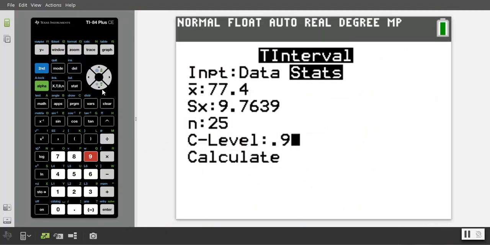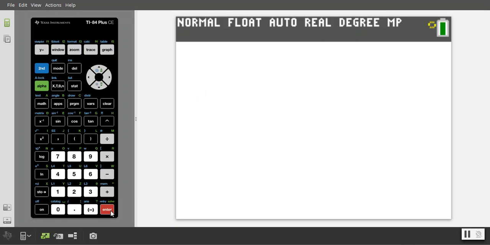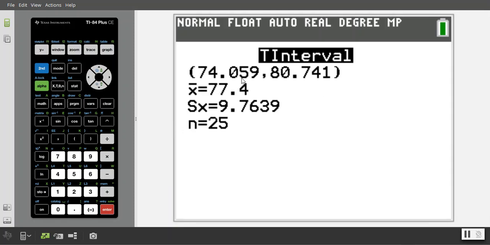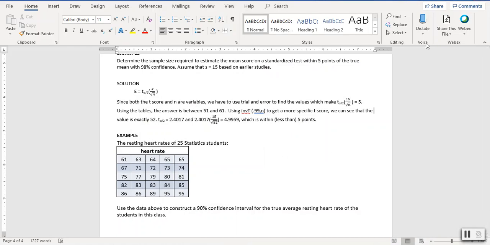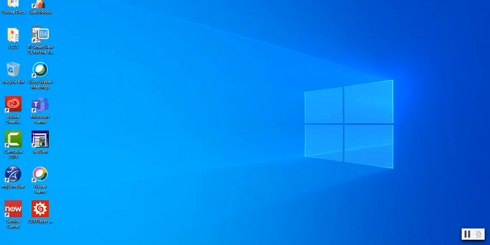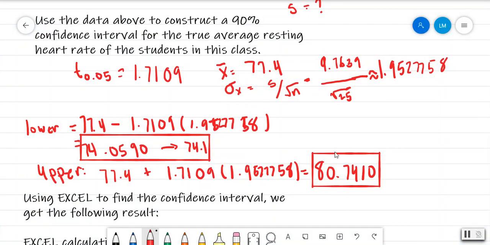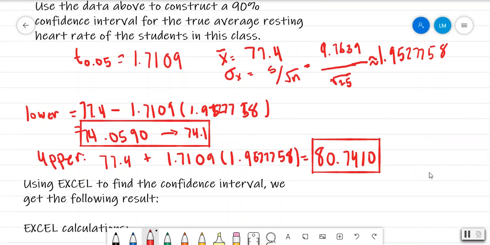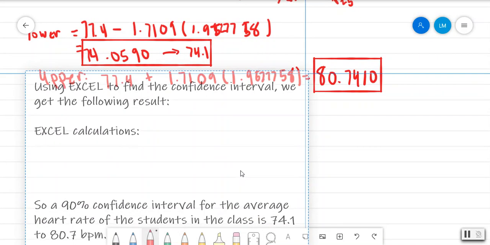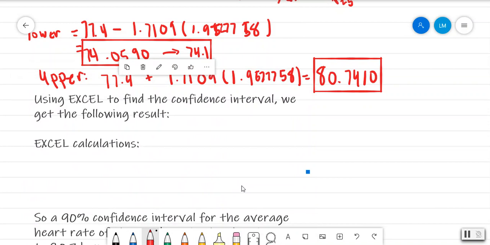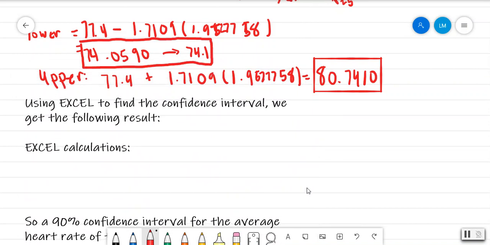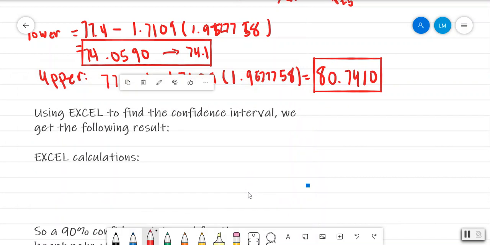This is kind of interesting, because if you just go to calculate, it's supposed to give you exactly what we need. Check this out. We have 74.059 and 80.741, which is pretty much the exact same thing I got over here. So we did use the calculator to find our confidence interval, and I did kind of borrow a little from Excel already. But check this out.